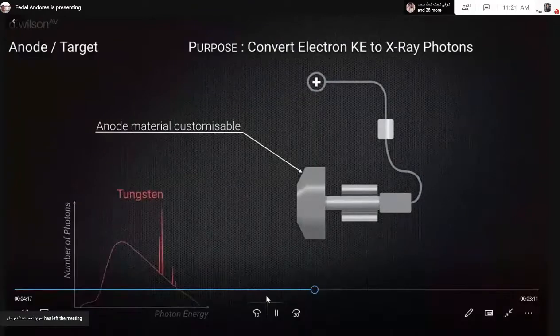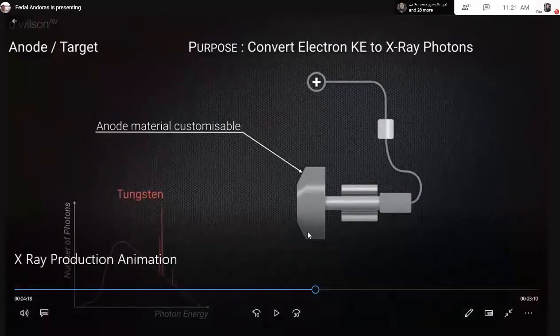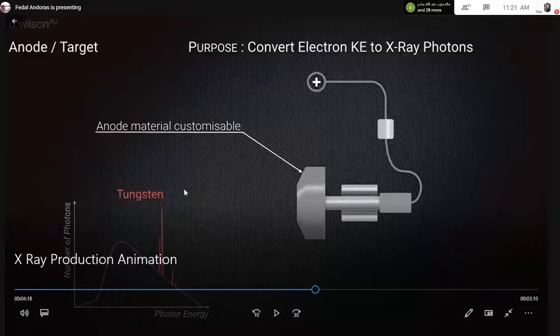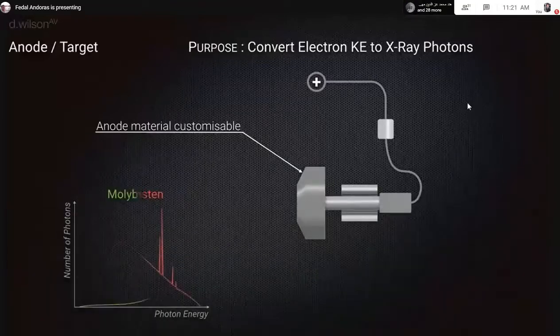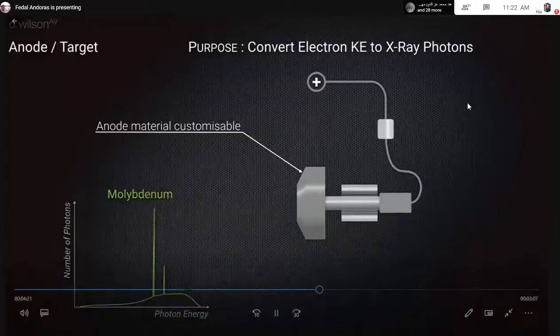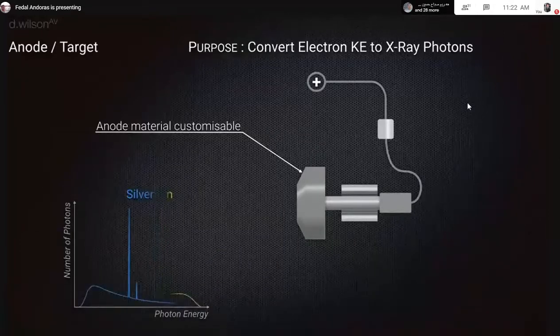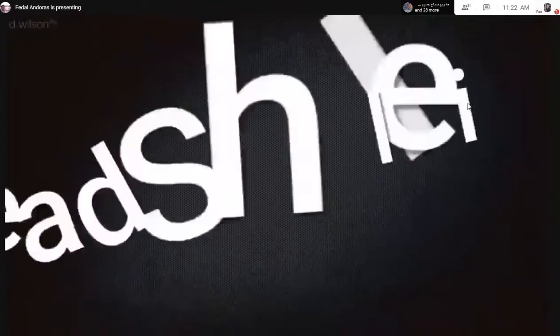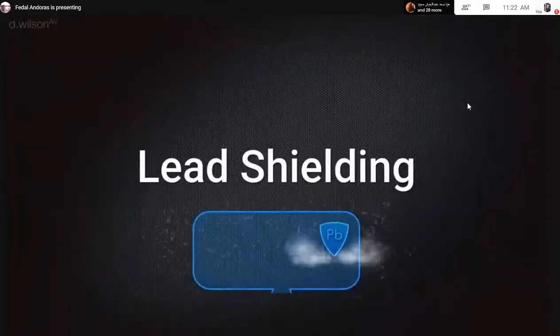Look here, we said the composition of the anode is mostly tungsten, depending on the characteristic features of this material, high melting point and some other things. So just have a look at many different materials. They can use molybdenum, they can use silver, but so far tungsten is the best.